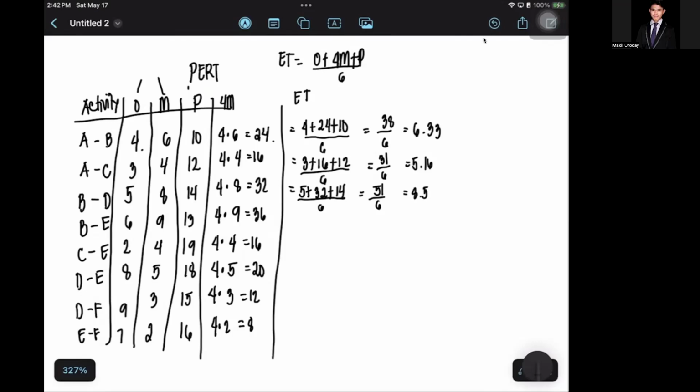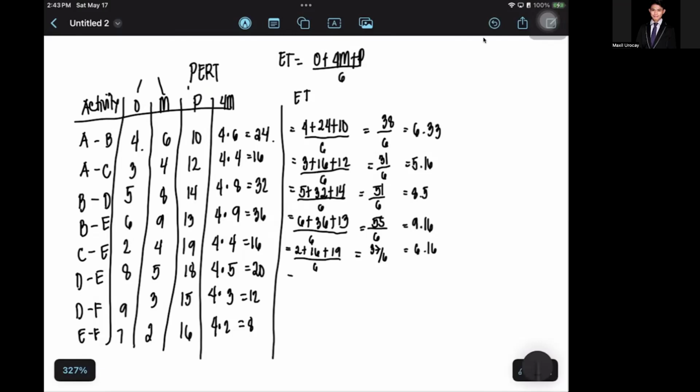That's how you will deal with this. For this one, your O is 6, your 4M is 36, and P is 13, over 6. 6 plus 36 plus 13 is 55. 55 divided by 6 is 9.16. Then here, O is 2, 4M is 16, and P is 19, divided by 6. 2 plus 16 plus 19 equals 37, and 37 divided by 6 equates to 6.16.